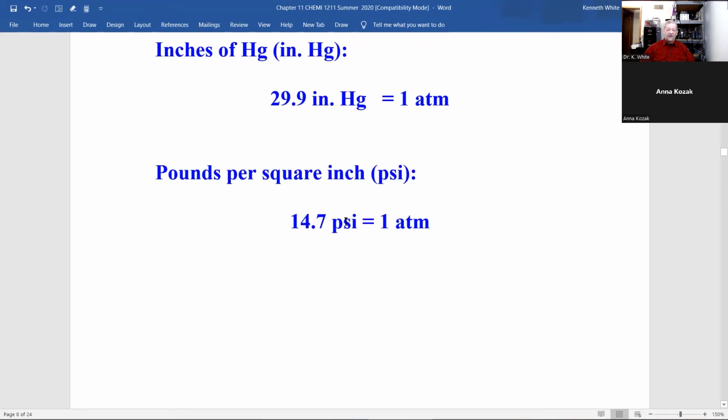Now, another important measurement is PSI. PSI means pounds per square inch. And 1 atmosphere equals 14.7 PSI. Now, where you in your daily life will see PSI is your car tires. Think about it.